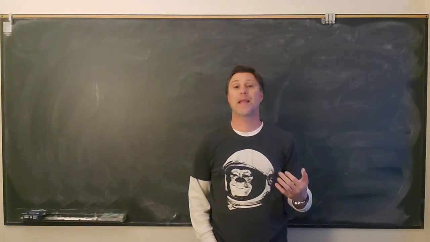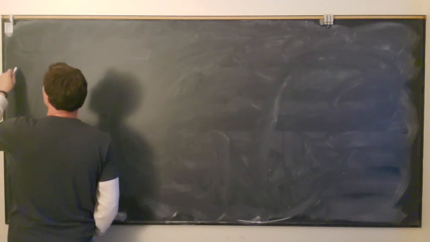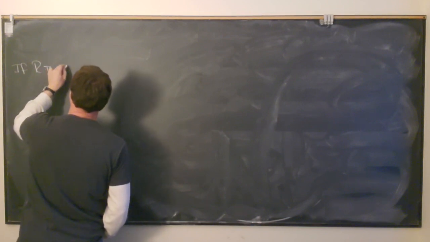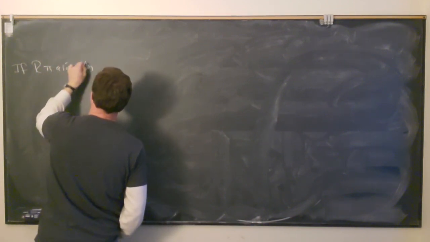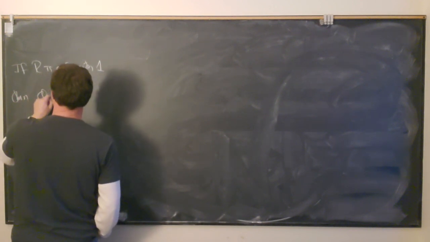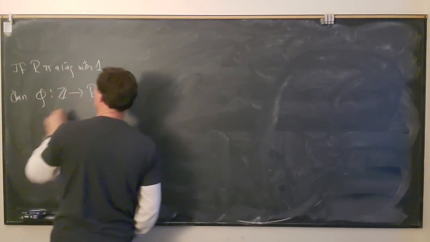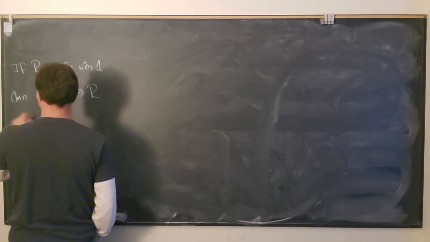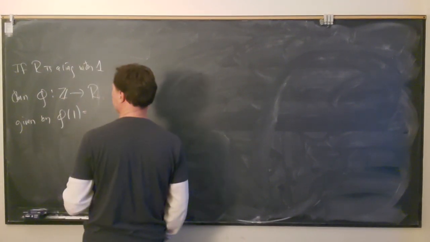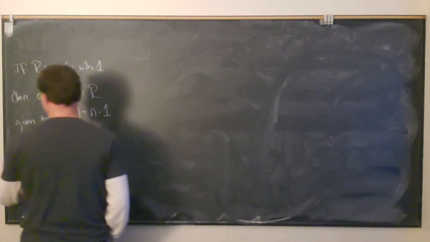Hey everyone. Last time we had this theorem. This is where we left off, right? It went like this. If R is a ring with 1, then the mapping from Z to R given by phi of n equals n dot 1 is a homomorphism.